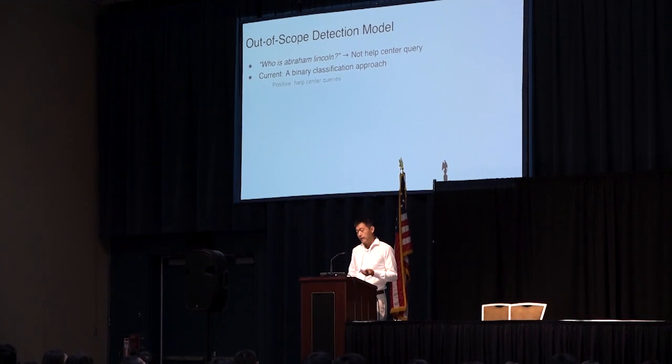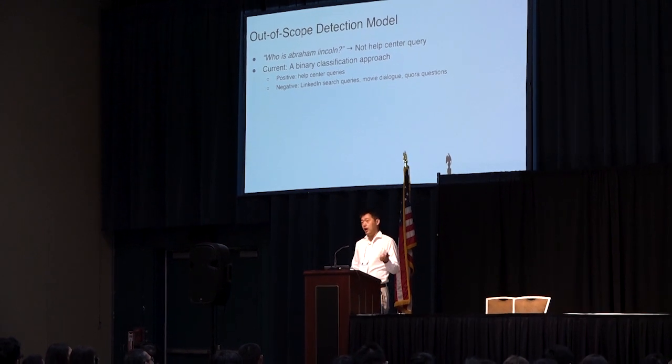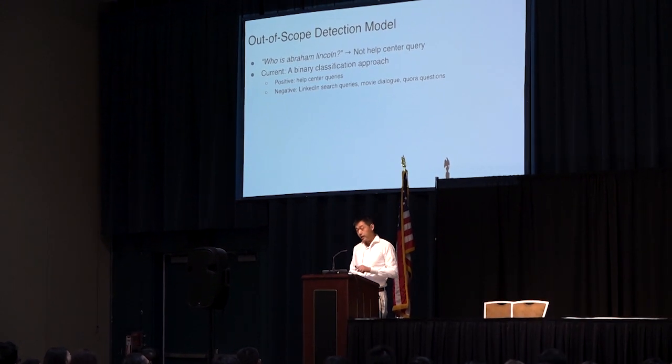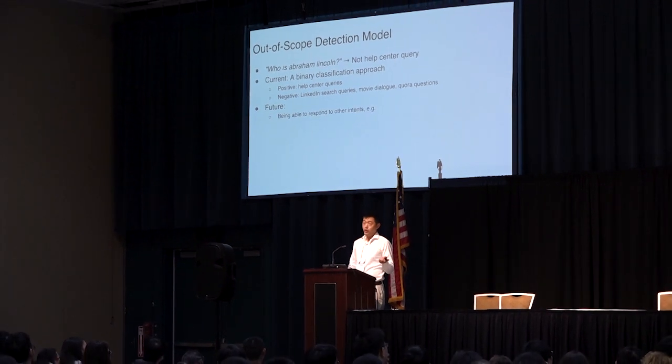Currently we are treating this as a binary classification approach, where the positives are help center queries that are related, and negatives are queries we sampled from LinkedIn search, movie dialogue, and Quora, from places that we think are irrelevant. Right now it's binary classification, either relevant or irrelevant.